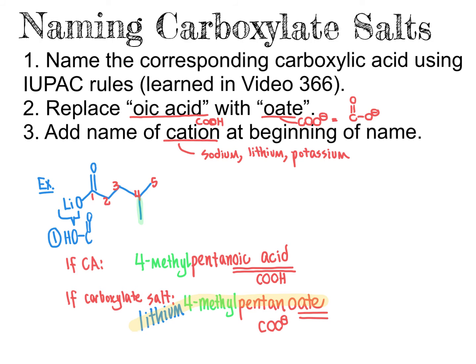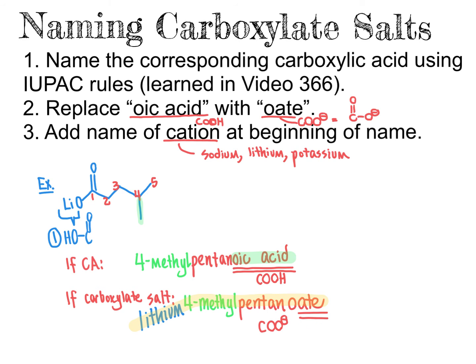We arrived at that by coming up with the name of the corresponding carboxylic acid, meaning if instead of having this oxygen anion here, we had a COOH group, what would the name of the molecule be? And then to convert that into the carboxylate salt name, we put in the name of the cation, lithium, sodium, or potassium most commonly. And then we come up with what the name of the carboxylic acid would have been, but rather than ending the name with oic acid to show that it was a COOH group, instead we end it with ate, A-T-E, to indicate that it is a carboxylate salt.